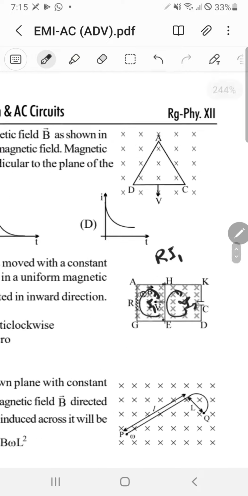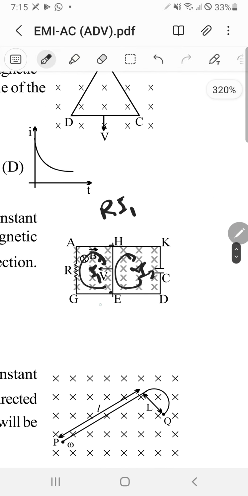Conducting wire, not a resistance. Okay, so it's Ri, that's the EMF. That's integration E·dl, and that plus d flux by dt. So the area vector is going down, that means it's just B times whatever area is over there.